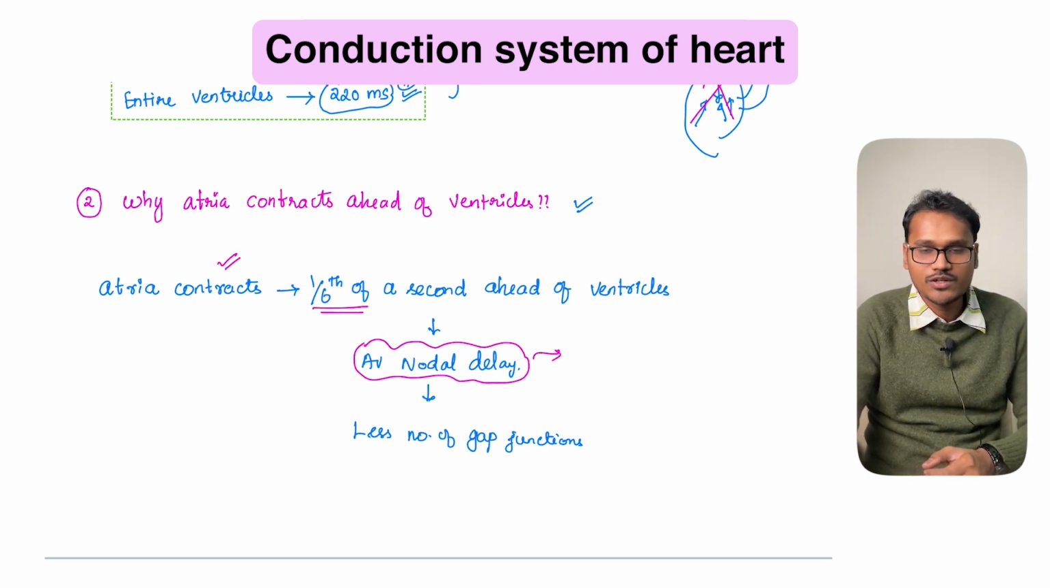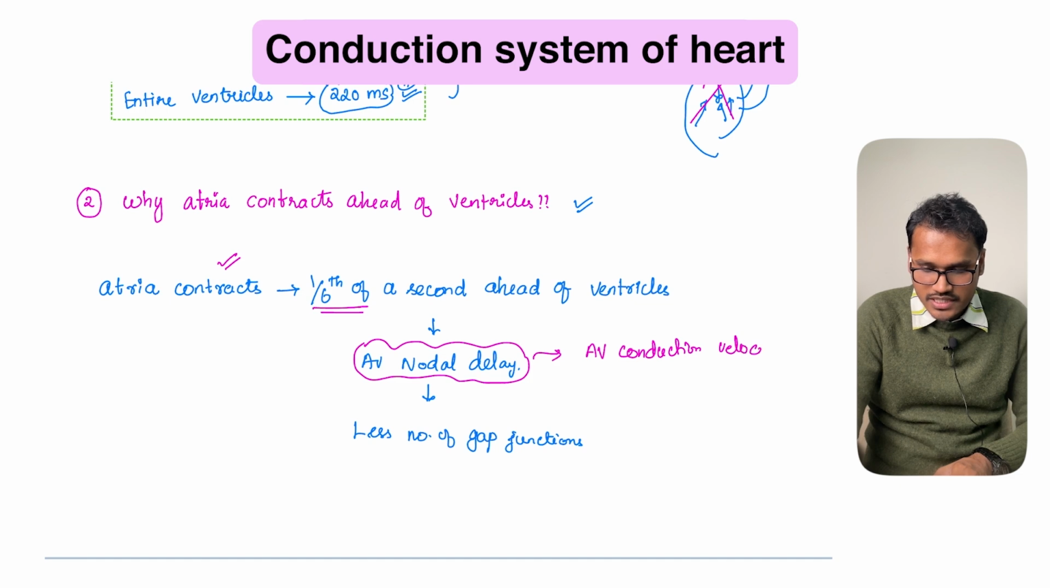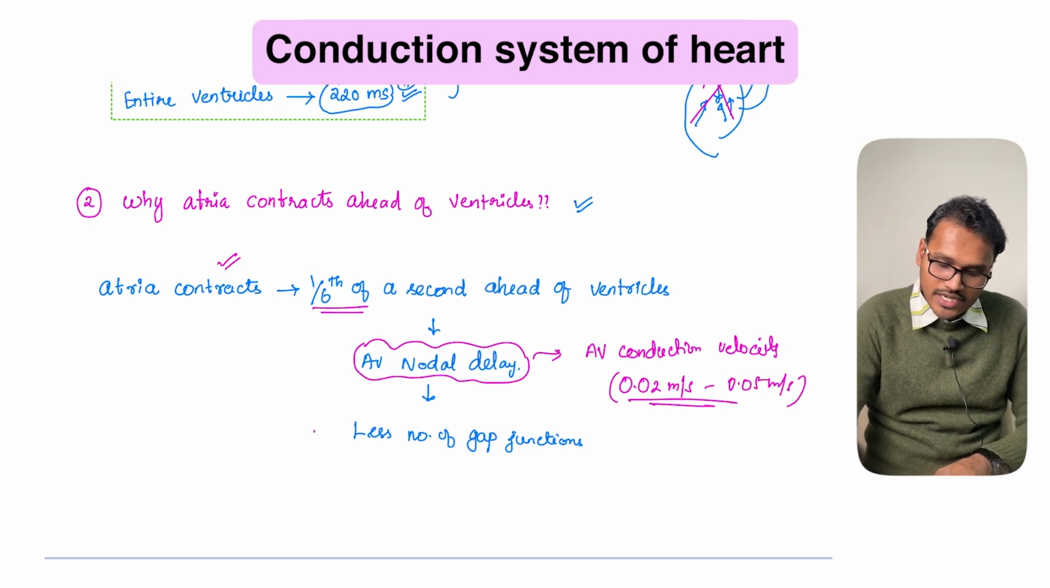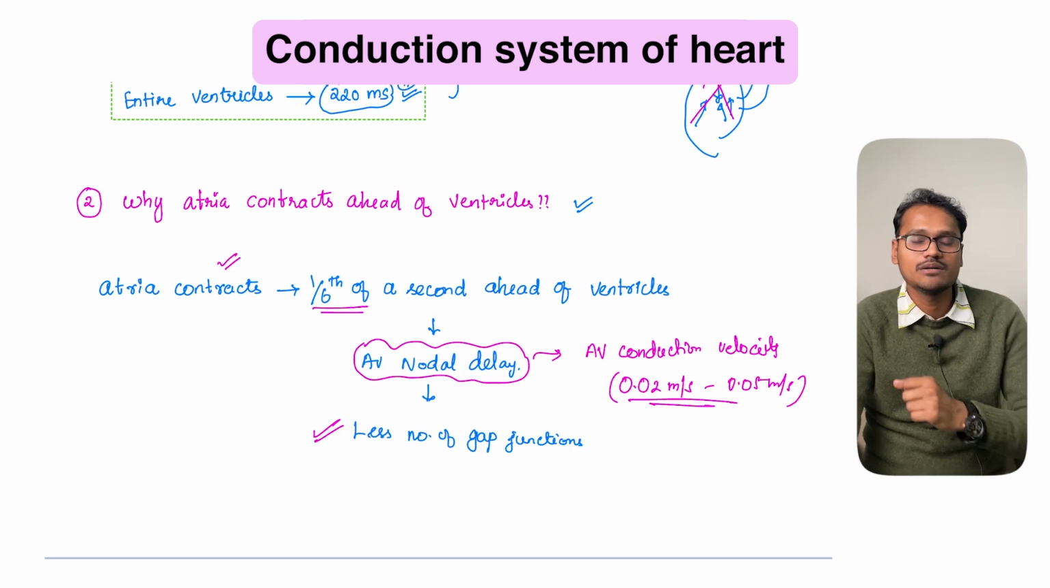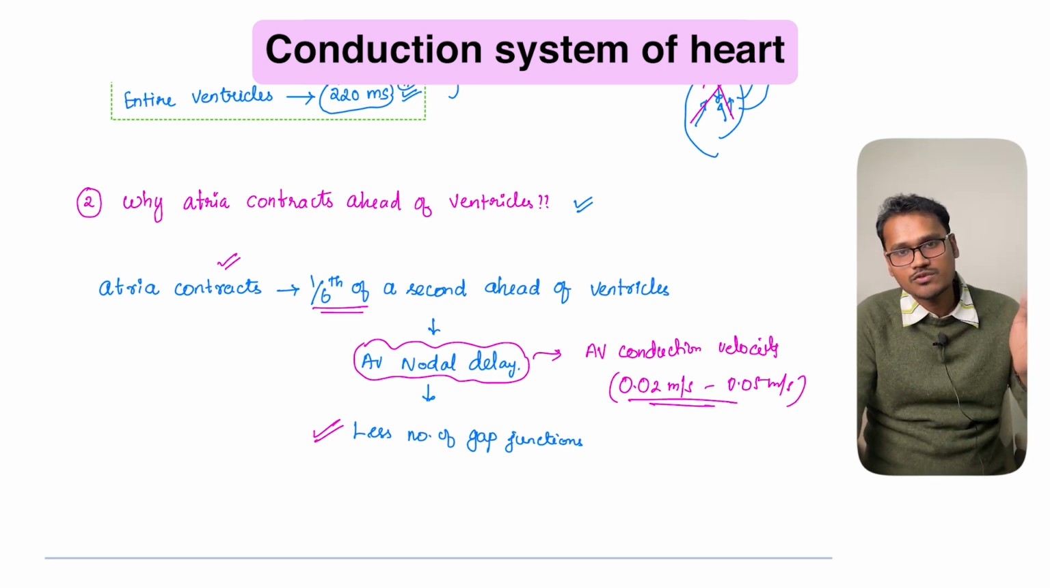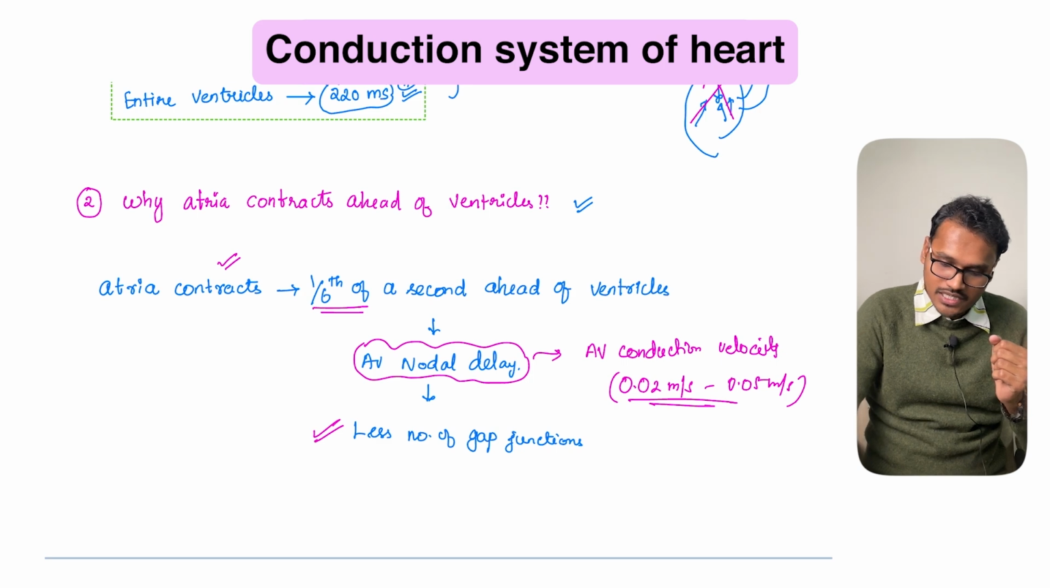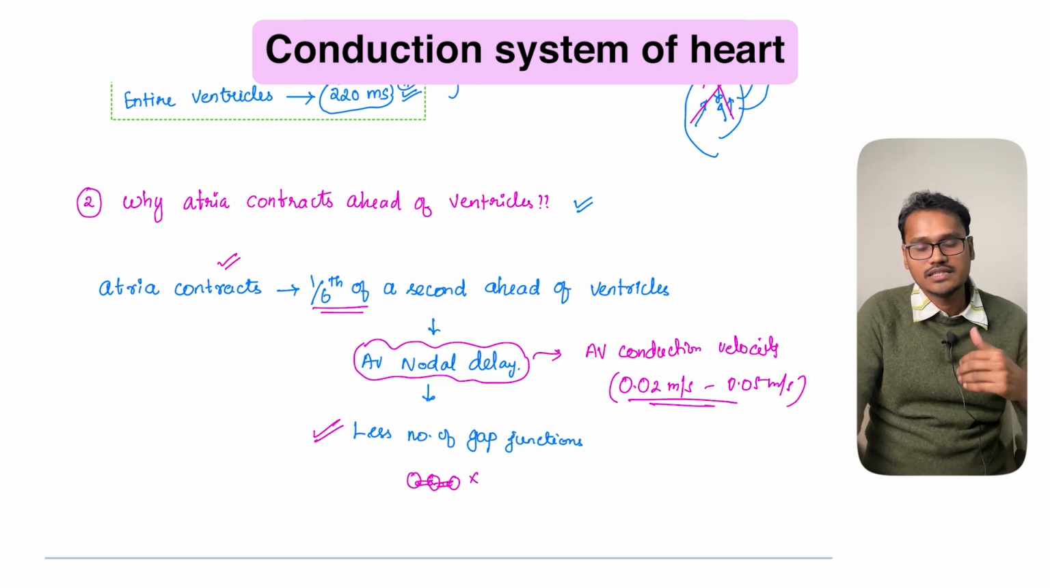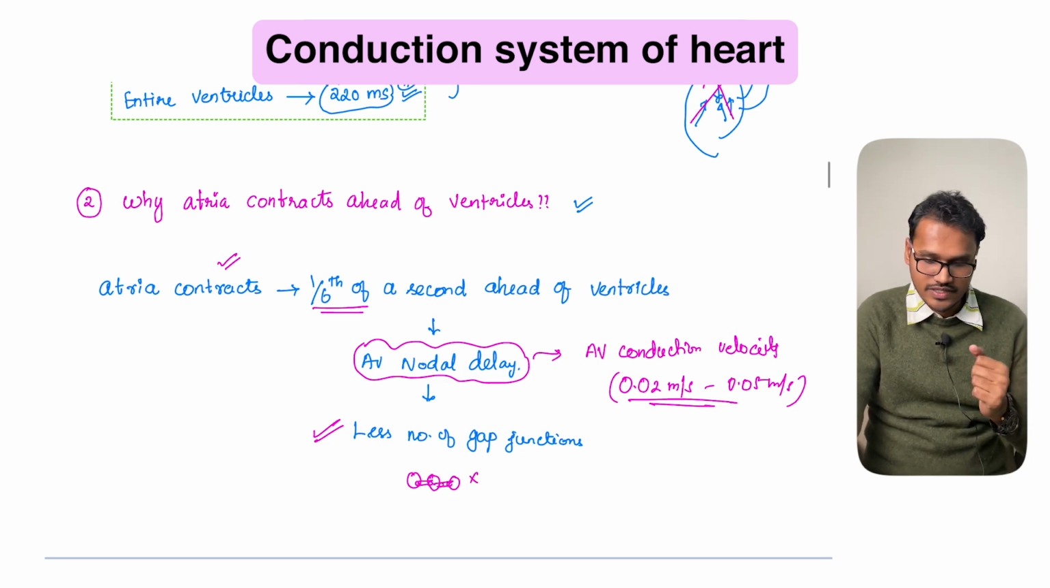And what is the reason for the AV nodal delay? I have already given you a hint. The AV nodal conduction velocity, I am not talking about the autorhythmicity, it is the conduction velocity inside the fibers, is 0.02 meter per second to 0.05 meter per second. It is going to be very, very slow. And why is it slow? Because it has very few gap junctions. If the gap junctions are more, the conduction is going to happen faster. But it has smaller cells and fewer connections between the cells. So because of this reason, the atria can contract ahead of the ventricle.